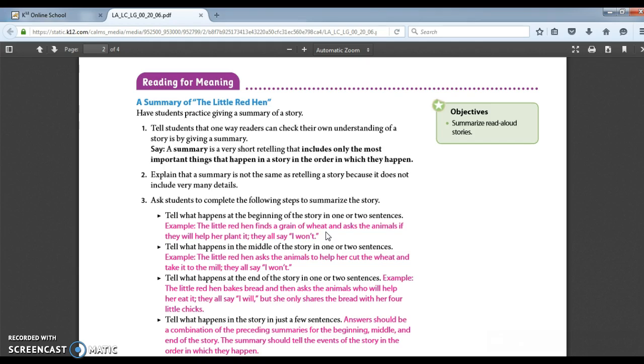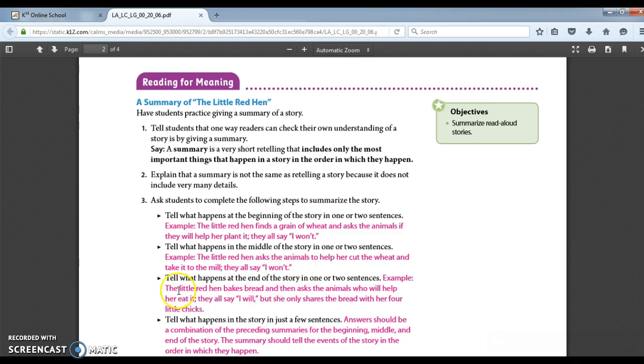And what did all the animals say? They say, I won't. Now tell your learning coach what happens in the middle of the story and use only one or two sentences. If you told your learning coach the little red hen asked the animals to help her cut the wheat and take it to the mill, that is correct. And what do they all say when she asks them to help her cut the wheat and take it to the mill? They say, I won't.